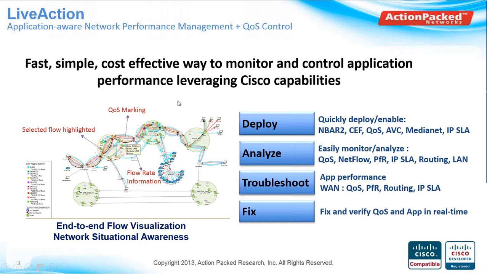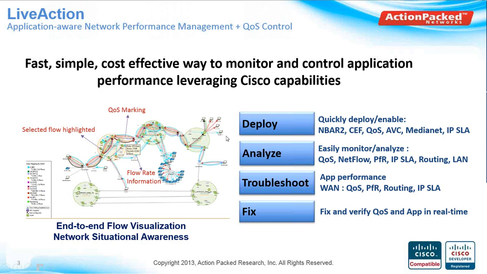So the picture on the left here is LiveAction's exclusive visualization technology, which is the network topology with the end-to-end flow imposed on the topology to give you this situational awareness to better manage your network. And this is very unique in the industry and gives you this unparalleled visibility to troubleshoot network performance problems.